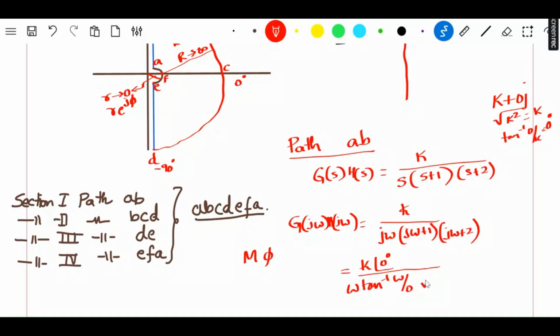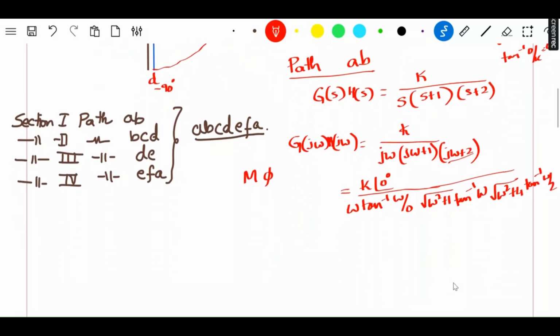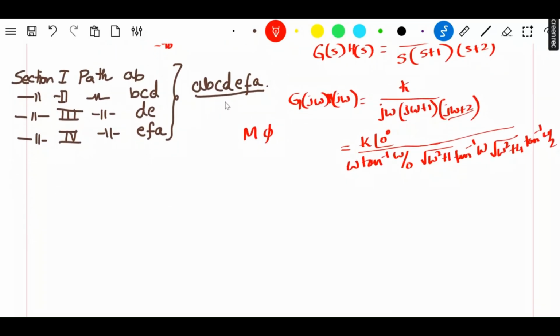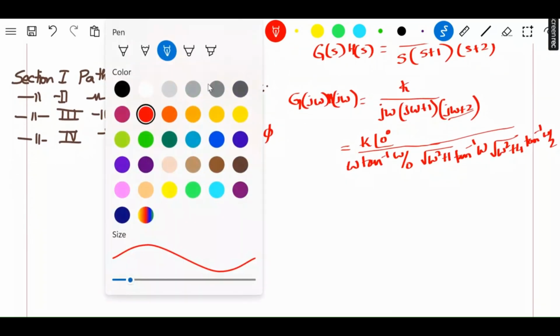And the magnitude of j omega plus 1 is square root of omega square plus 1, and the angle is tan inverse of omega. Whereas the magnitude of j omega plus 2 is square root of omega square plus 4, and the angle is tan inverse of omega by 2. Okay, so now I'll write the magnitude and angle separately.